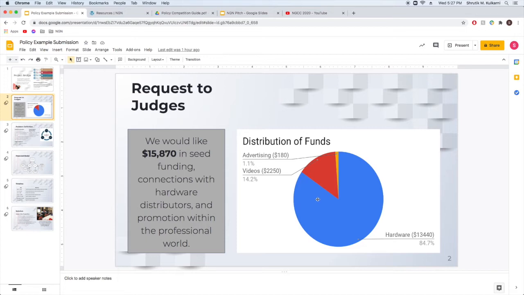We then, once again, this is a very important thing to include, the breakdown of the funds that you're going to have. Because it just, once again, makes your request to judges that much more clear. But, once again, the more transparent you make it, the better.